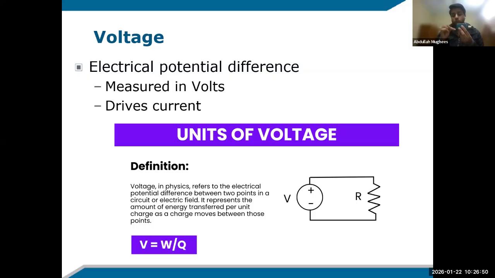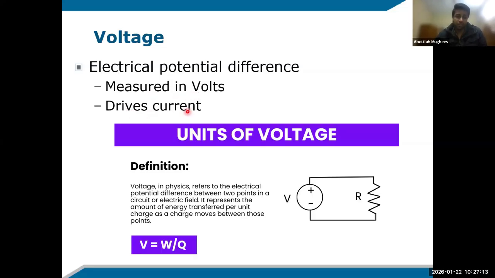So I have a huge amount of charges on this point. I will call it the positive terminal. And I have a very small amount of charges on this side. I'll call it a negative terminal. And the difference between these charges would be the electrical potential, which is the voltage. It is measured in volts. It drives the current.